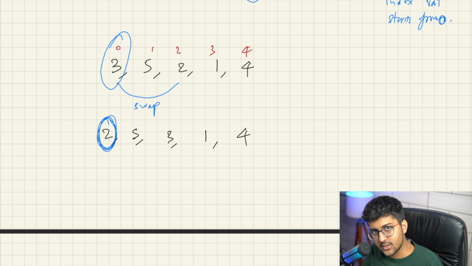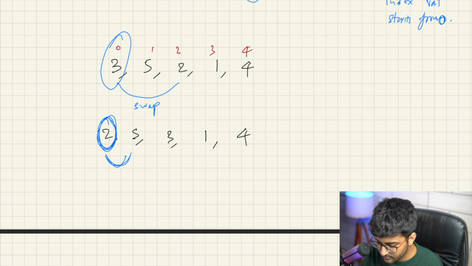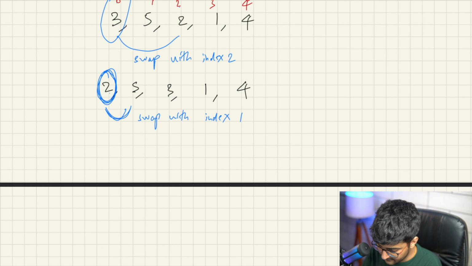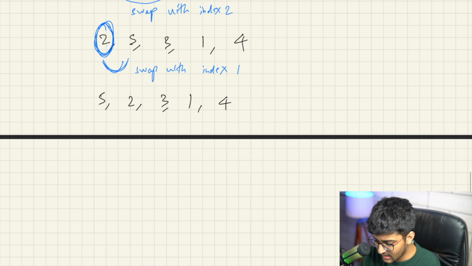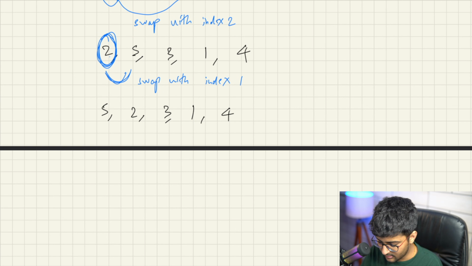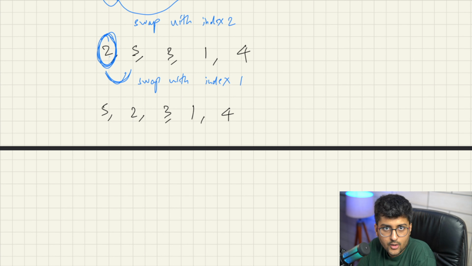Is 2 in the correct position? No, it's not. 2 should be at index number 1, but it's at index number 0. Okay, swap it with index 1. So it will become something like 5, 2, 3, 1, 4. After that, what I have swapped in place of 2 might not be at the correct index. Hence, I cannot move forward. I will check this again.